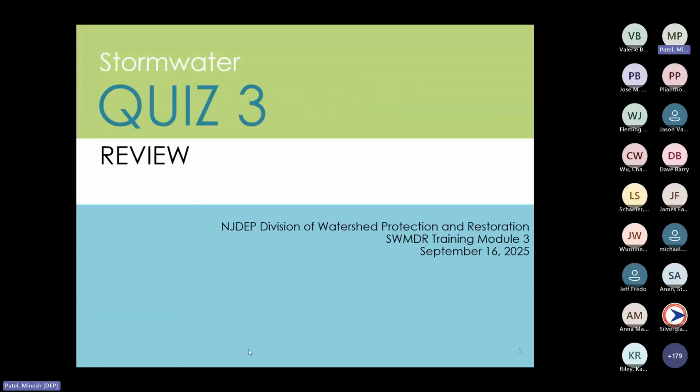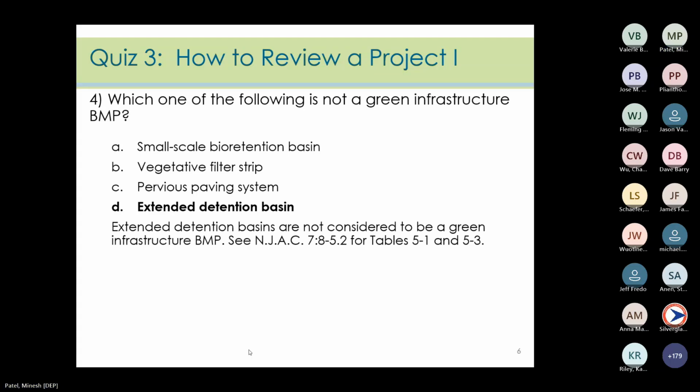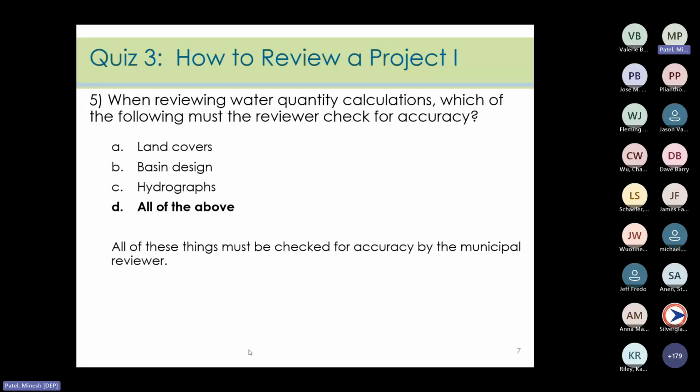All right, welcome back, everyone. Let's get started with the review. So we will go right to question 4. Which one of the following is not a green infrastructure BMP? And the answer here is D, extended detention basin. Question 5, when reviewing water quantity calculations, which of the following must the reviewer check for accuracy? And the answer here is actually D, all of the above: land covers, basin design, and hydrographs.